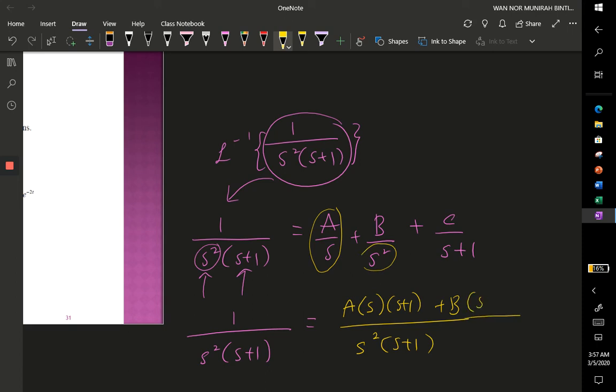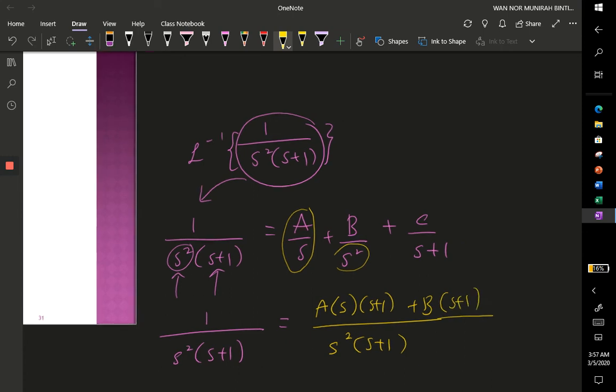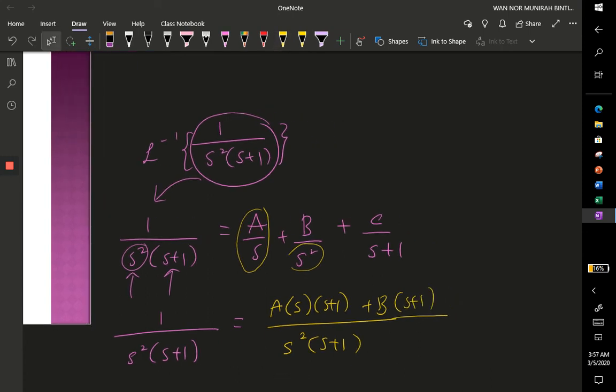S plus 1, right? So you must multiply this one by s plus 1. Then you have C. Your C here, you have s plus 1, but you must have s square (s plus 1). So the only thing that lacks here is s square.